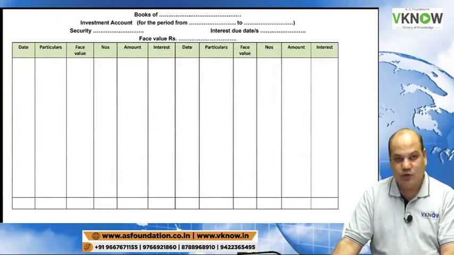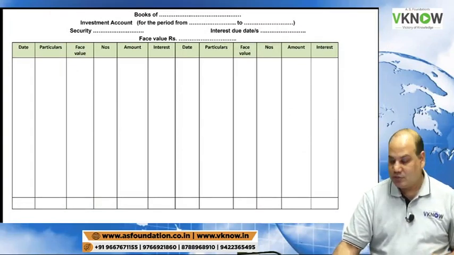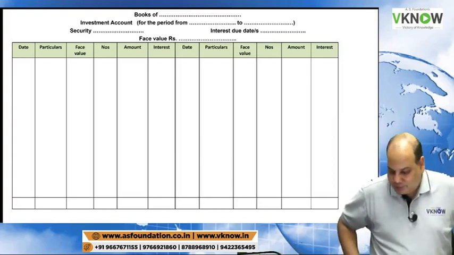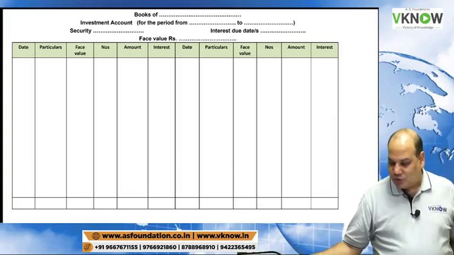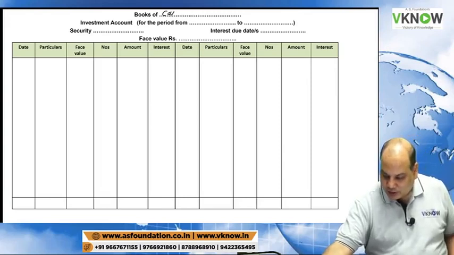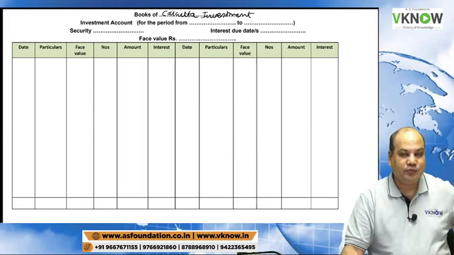It is a very easy question. In this question, you don't have brokerage also. So your life will be less miserable. It will be miserable, but less. So write down books of name of this party, Calcutta Investment. Please write down neatly. One day you have to read your own notebook also.